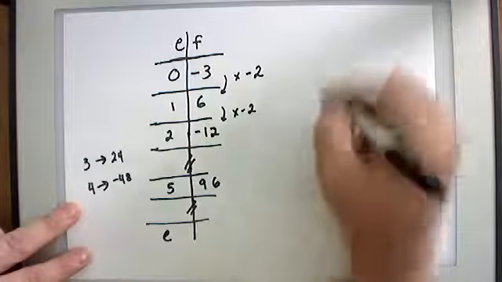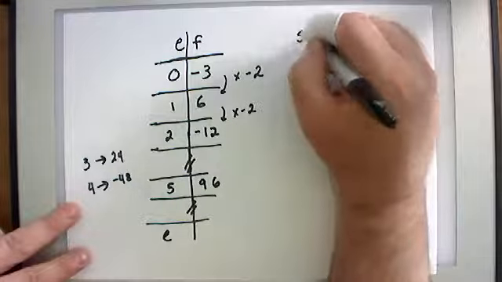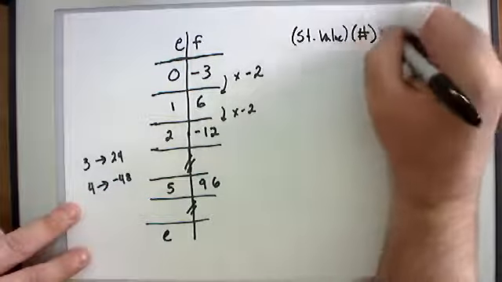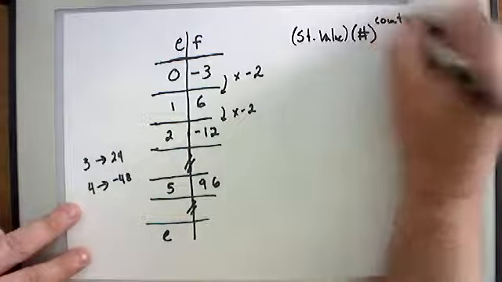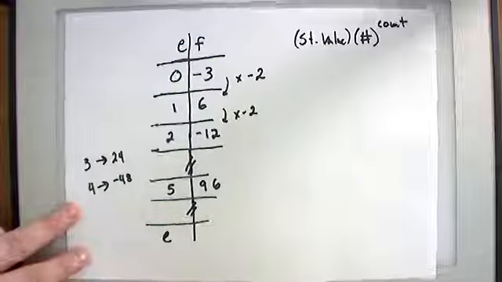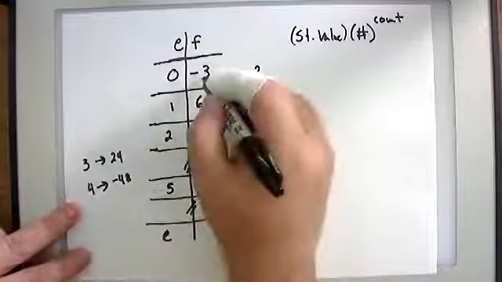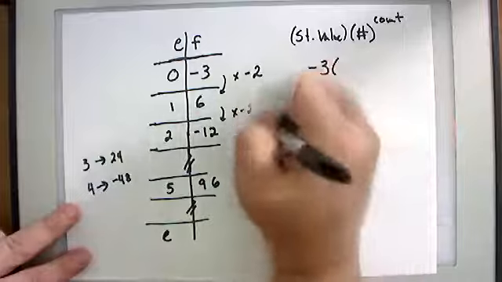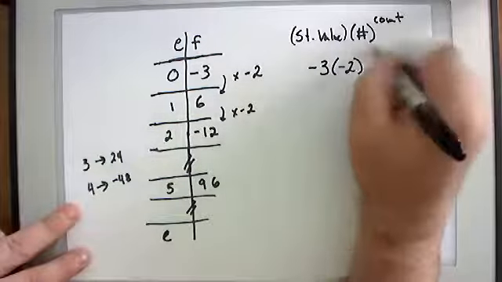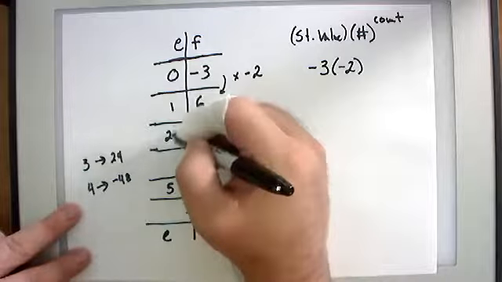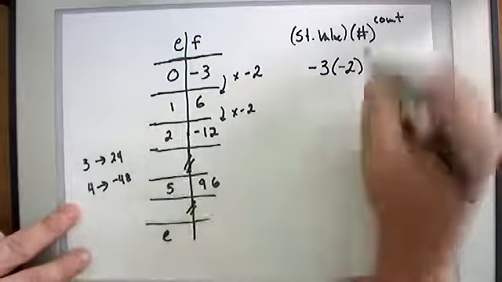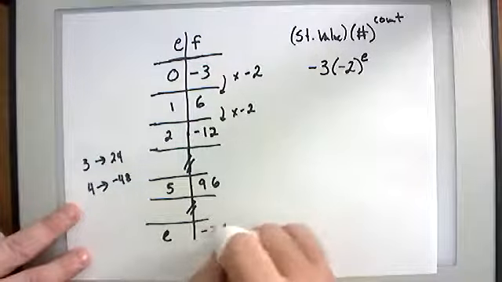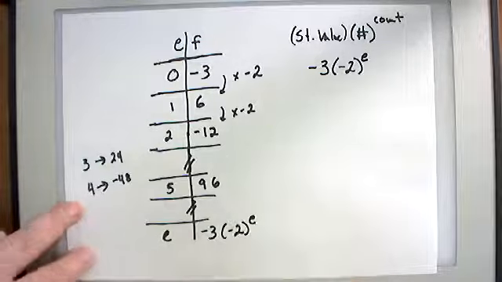So let's find our formula. Remember what we said last time. It's the starting value, except this time it's going to be times some number, not plus or minus, and it's going to be raised up to the count, because when you're doing geometric, it's going to be as a power. Starting value in this case was -3. Then we multiplied that by -2. And how many times did we do that? 0 times, 1 times, 2 times, 5 times, E times. We did that E times. So your formula here would be -3 times -2 to the E.